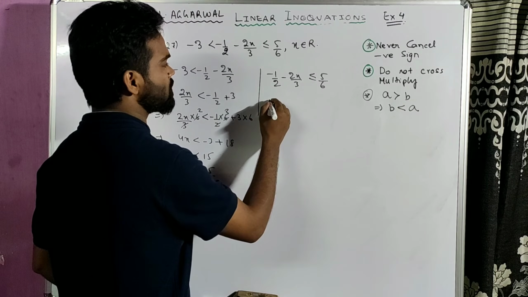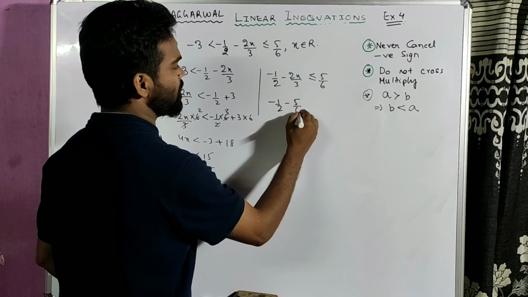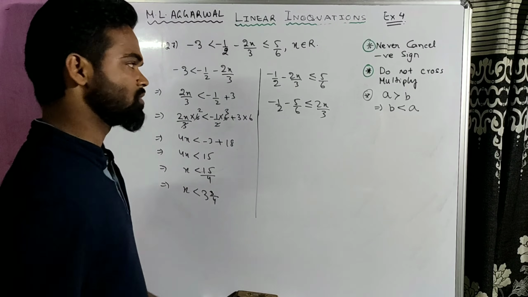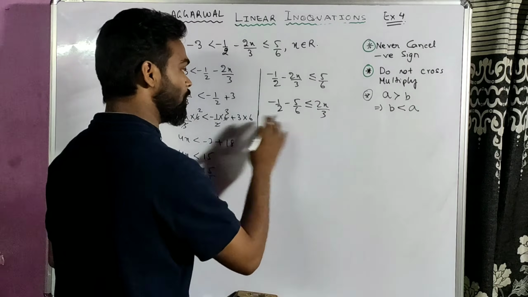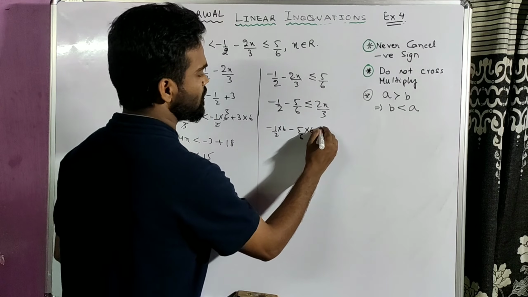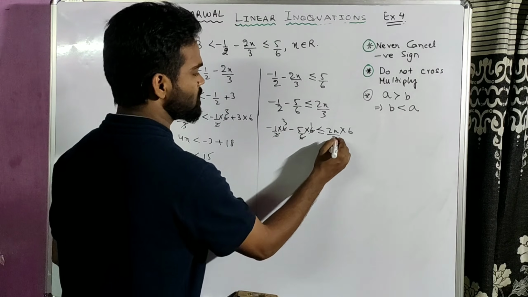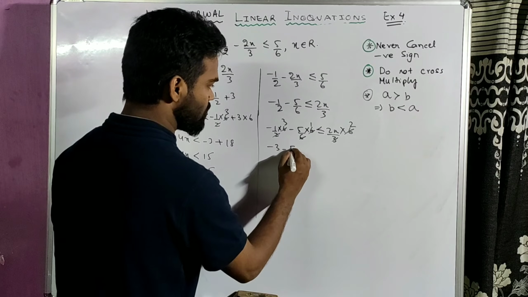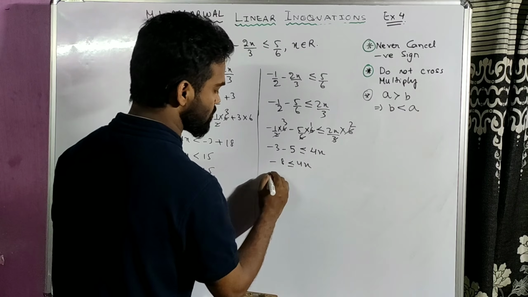So this is minus half minus 5 by 6 less than or equal to 2x by 3. Try to make x positive always, if it's possible, in the first or second step. Now we'll multiply by 6 on both sides. So minus half into 6, minus 5 by 6 into 6, less than or equal to 2x by 3 multiplied by 6. So that's 3 times, that 1 time, that's 2 times. So this becomes minus 3 minus 5, less than or equal to 4x. So this is minus 8 less than or equal to 4x. So minus 2 less than or equal to x.